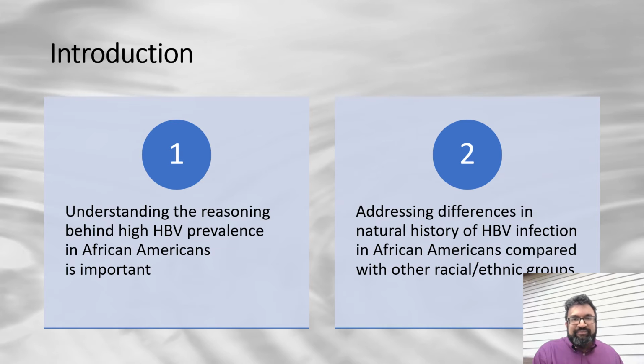This slide briefly illustrates the importance of understanding the reasoning behind increased hepatitis B virus prevalence, but also the importance of understanding how uniquely the natural history specifically affects ethnic groups.